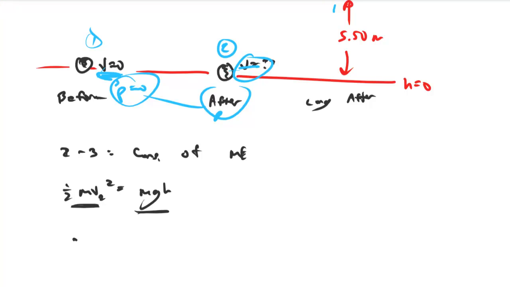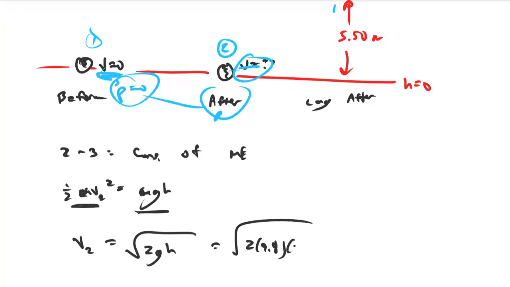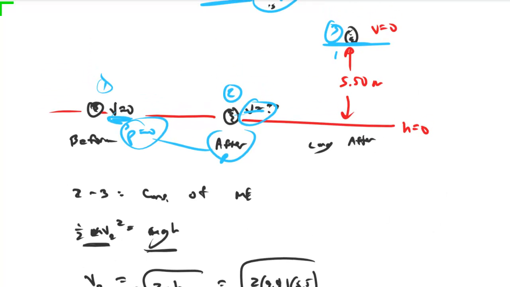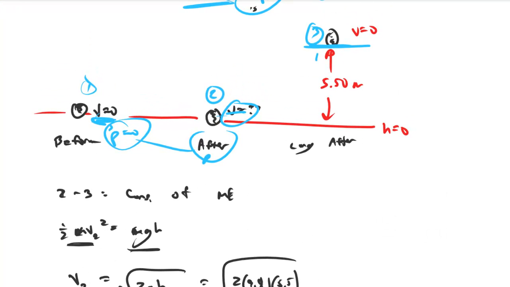And so we can find out that v2, these masses cancel out, right? And so v2 is the square root of 2gh, or the square root of 2 times 9.8 times 5.5. Right, so we have the speed at 2 is equal to 10.38 meters per second. So in order for this ball to travel up this high, assuming no air resistance like we usually do, then it had to be moving at 10.38 meters per second immediately after the impulse.